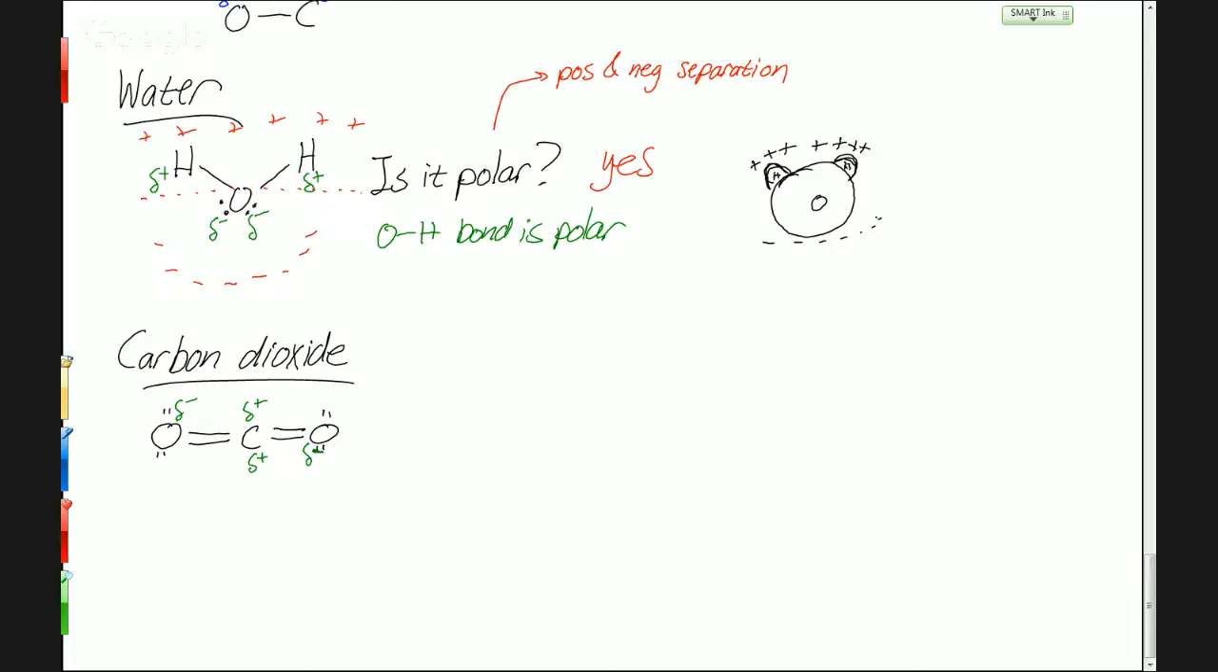Carbon dioxide, because it's straight across like that, is a little bit different. You have this carbon atom in the middle, and then these big oxygen atoms on either side.